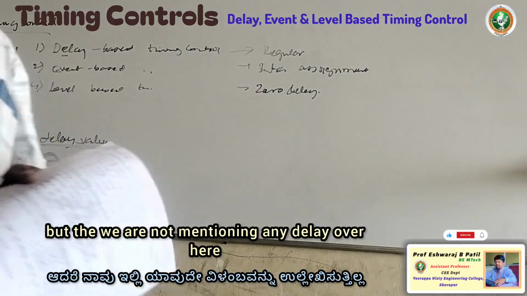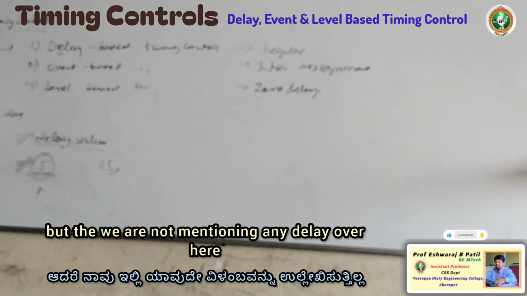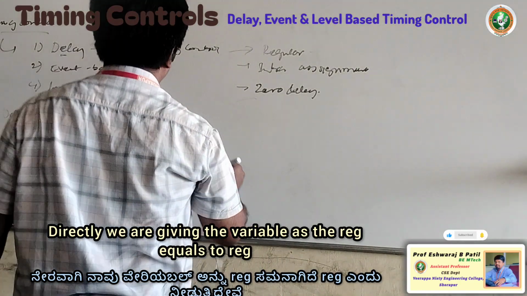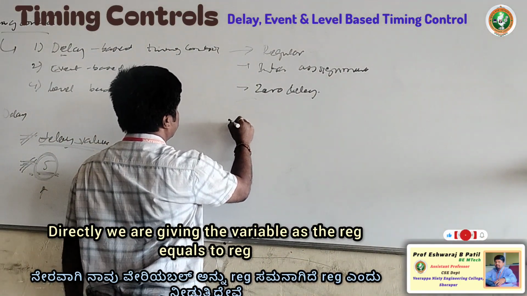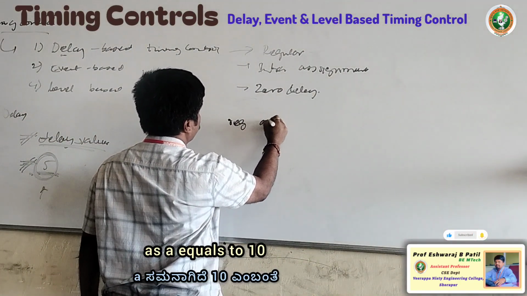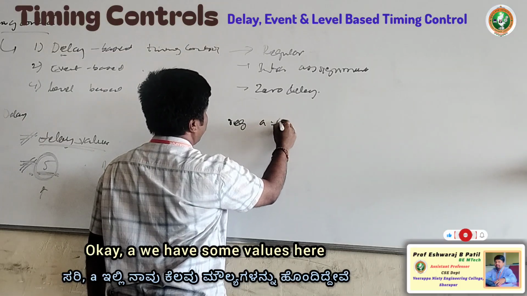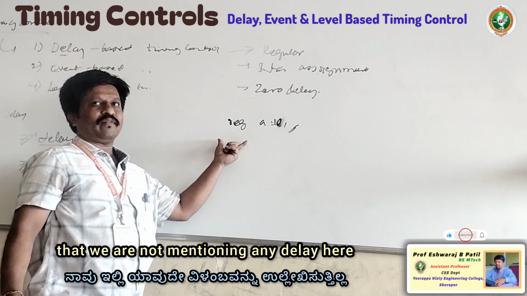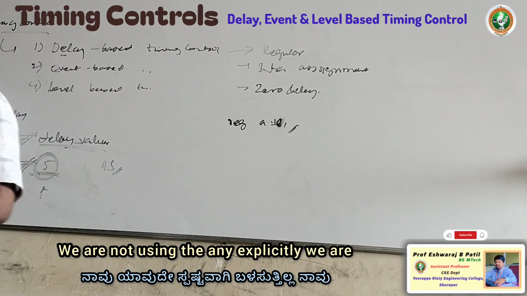Zero delay is nothing but we are not mentioning any delay over here. Directly we are giving the variable, as in reg a equals 10, some values like a equals 10. It means we are not mentioning any delay here. We are not using any explicit delay.